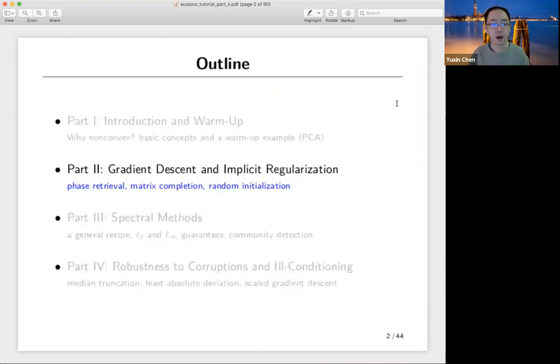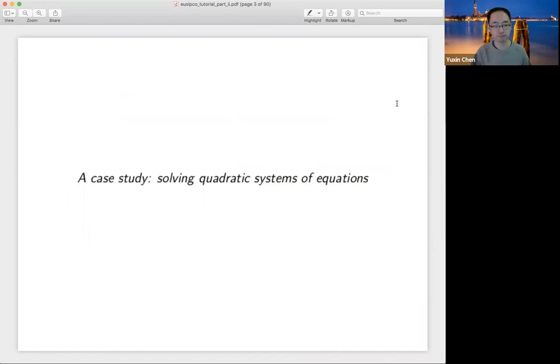So in this part, what I'm going to do is to tell you a little bit about gradient descent algorithm for solving some of the non-convex problem. And in particular, we're going to use some simple examples to illustrate the so-called implicit regularization phenomenon.